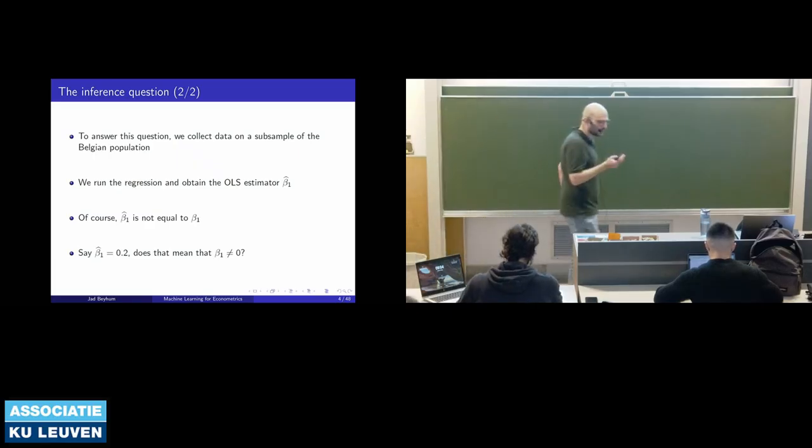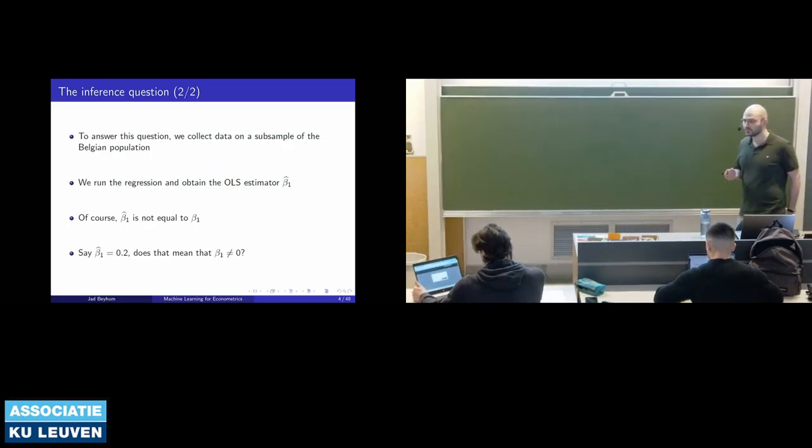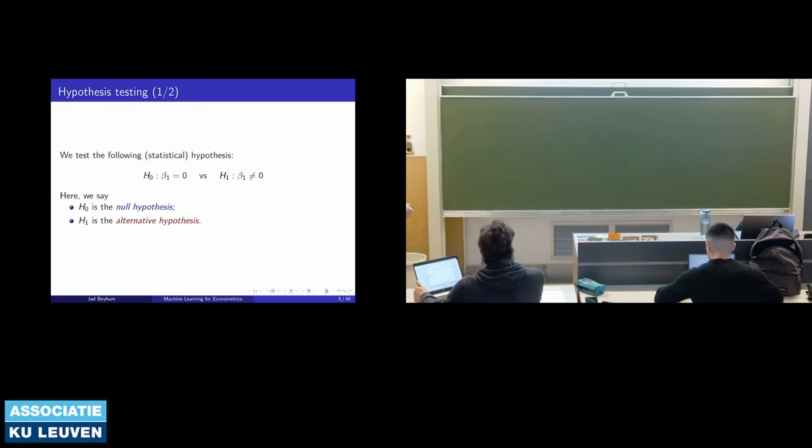And the natural question is, say you find beta 1 hat is equal to 0.2, can you conclude from that that the true beta 1 is not 0 or not? To evaluate this, you need to evaluate how much uncertainty or randomness is introduced by the fact that you have a sample of 1,000 Belgians rather than all the population. So to formalize these questions, people do hypothesis testing. Essentially, they are trying to test a null hypothesis, here beta 1 is equal to 0, versus an alternative hypothesis, beta 1 is non-zero.